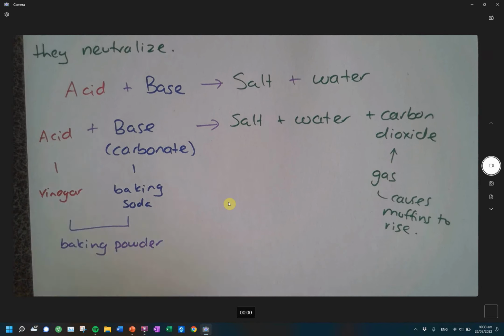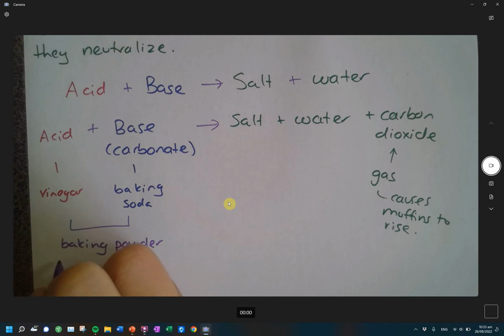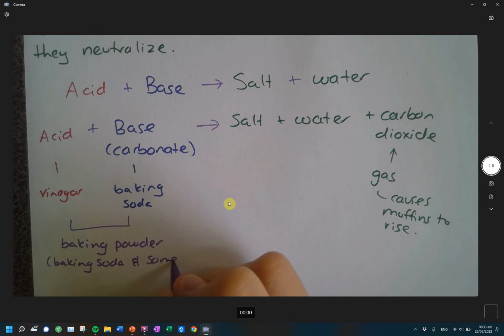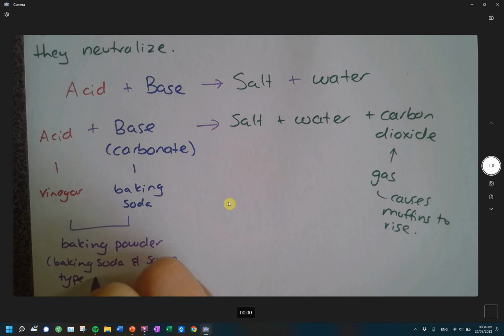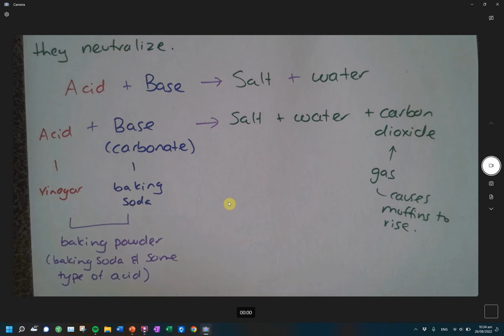It was baking powder. Do you know what makes up baking powder? Baking soda. And do you know what else? An acid, some acid. Normally it's cream of tartar. So do you see how the ones that rose were the ones that had both the acid and the base?